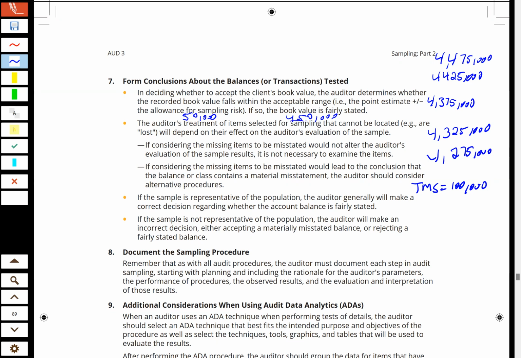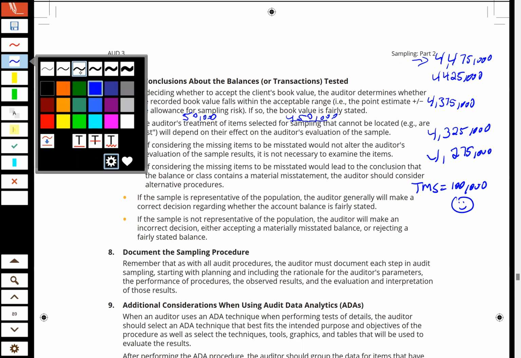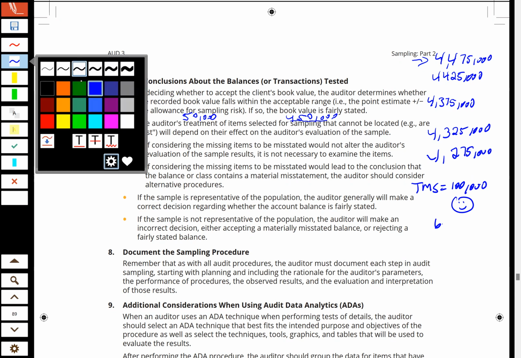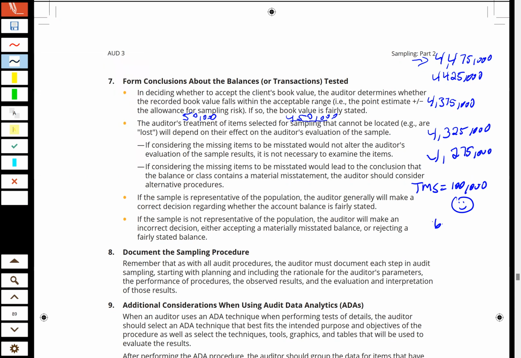Now, when I look, the client reported 450, and I'm willing to go as high as 475, so the auditor is happy, right? The auditor is okay with that. If the tolerable misstatement was only 60,000, then I've got to add, to the 475, somebody add 60,000 for me here.